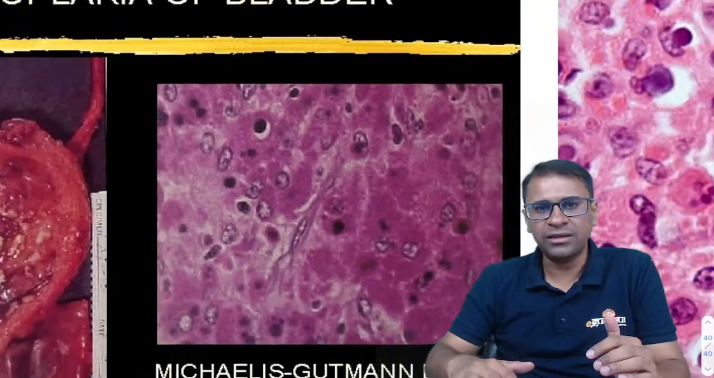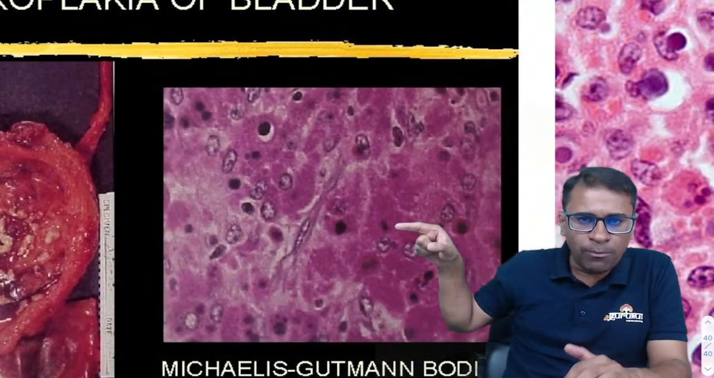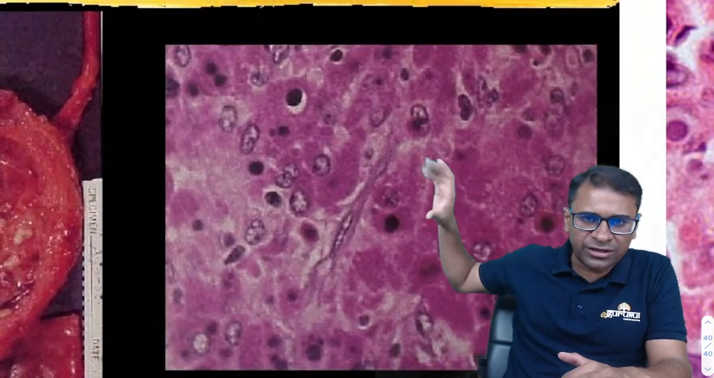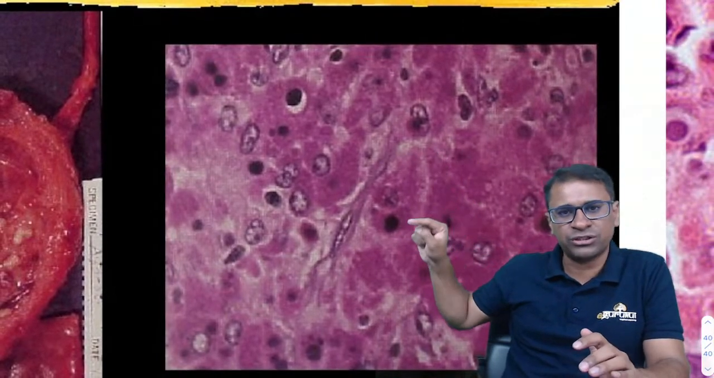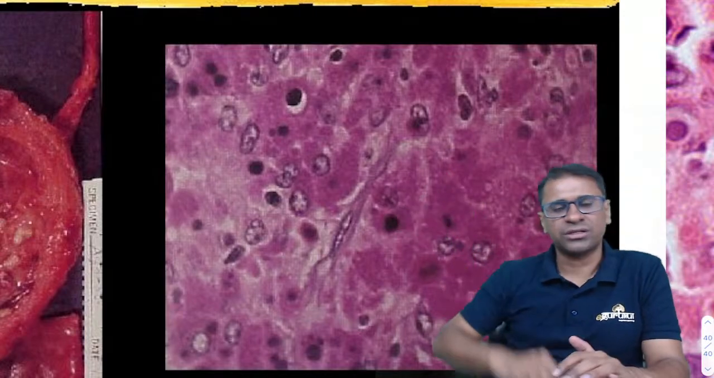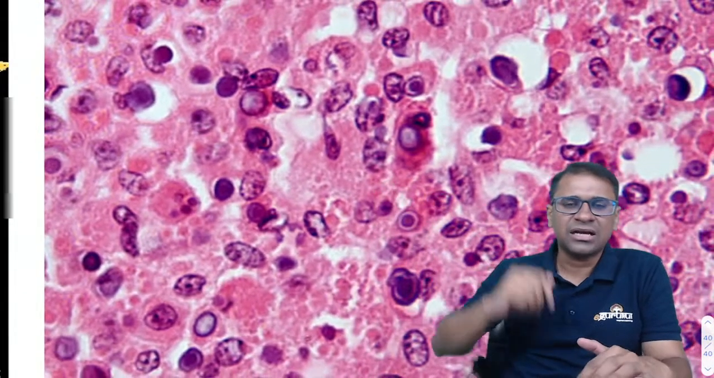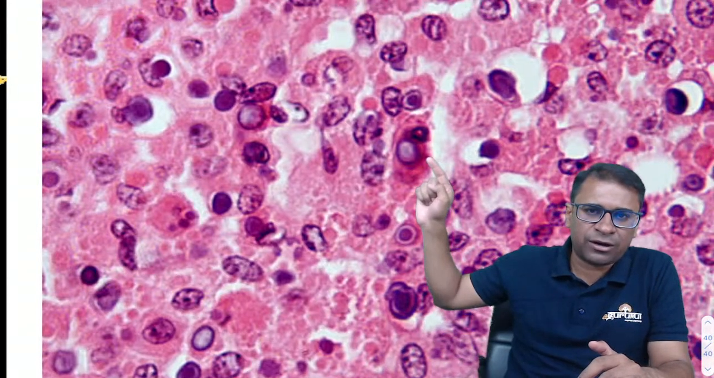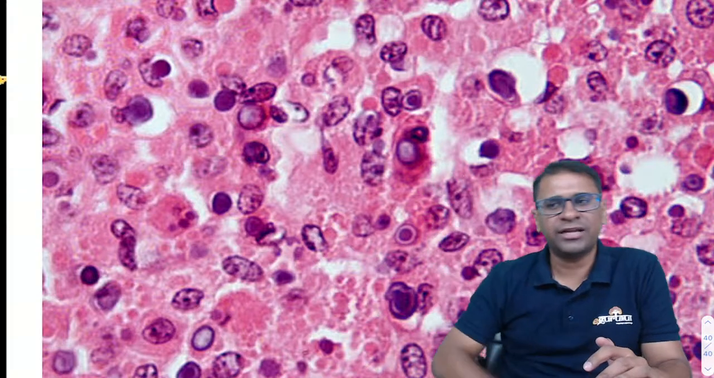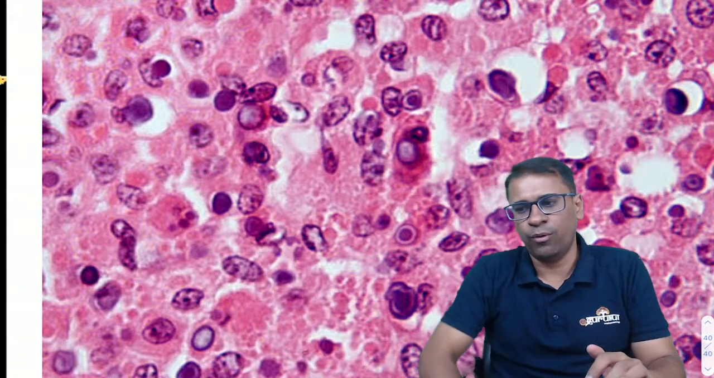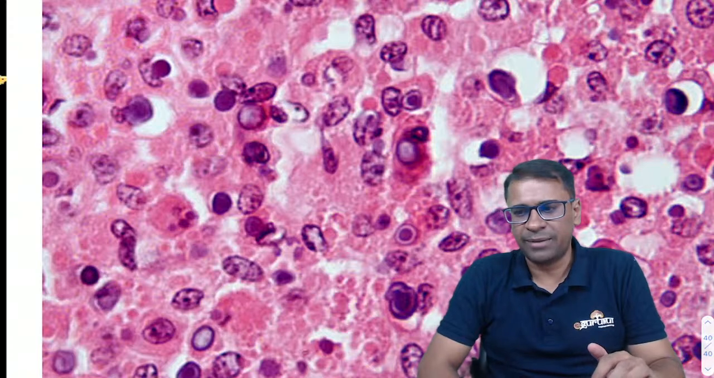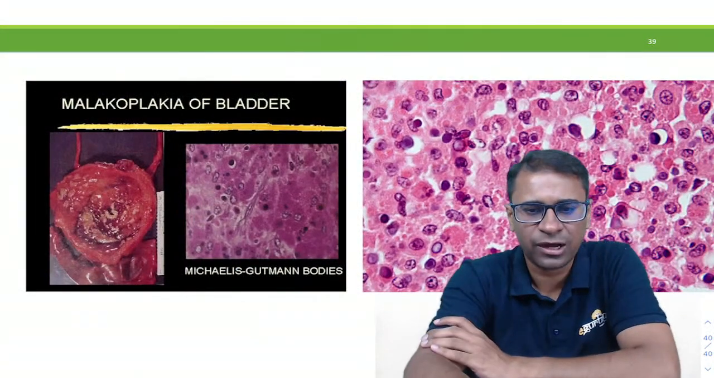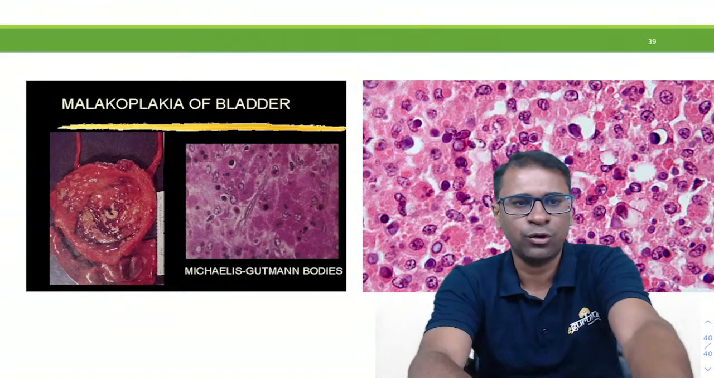So microscopically, they show this type of finding. This black deposition is inside this big macrophage, and this black one is a calcium deposition inside the macrophage. This small deposit here is called a Michaelis-Gutmann body. This is a macrophage, and inside it this calcium deposition is called the Michaelis-Gutmann body. It is what is called malakoplakia.